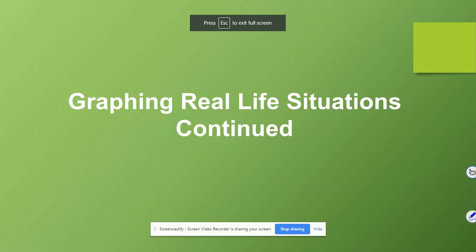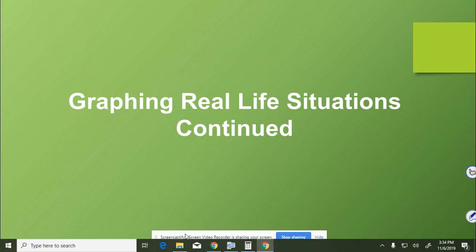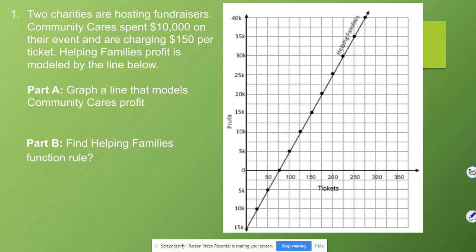Hey gang, today we're going to continue graphing some real life scenarios. So here we have two charities hosting fundraisers. Community Care spent $10,000 on their event and is charging $150 per ticket. Helping Families is modeled by the line below. Graph a line that models Community Care's profit.